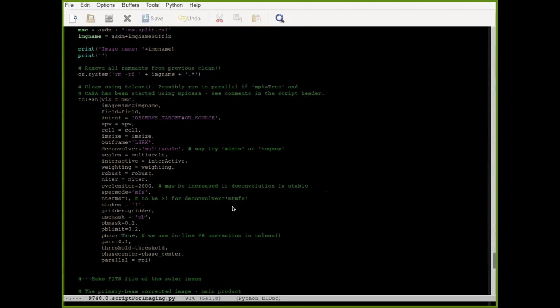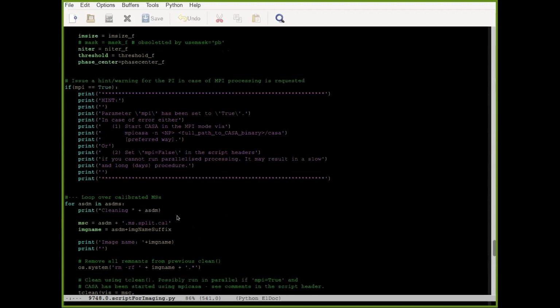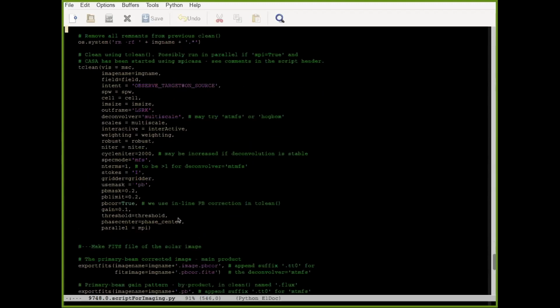So what we are using here as a deconvolver is multi-scale. It can be different to the others. We always limit the cycle and iterations, which are iterations of the minor cycle, because otherwise we have troubles with instability, as I told. Spectral mode is multi-frequency synthesis, because with the sun we are not observing in spectrally resolved mode. The gridder should be standard for single fields and mosaic for mosaics.